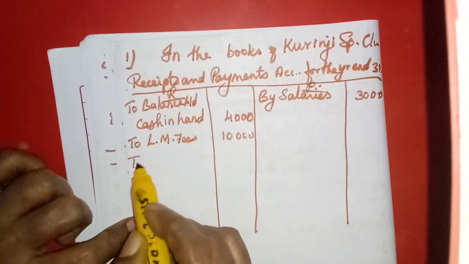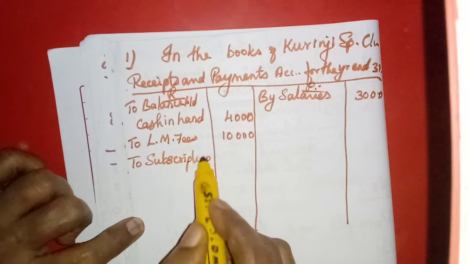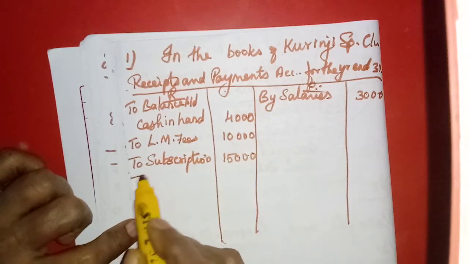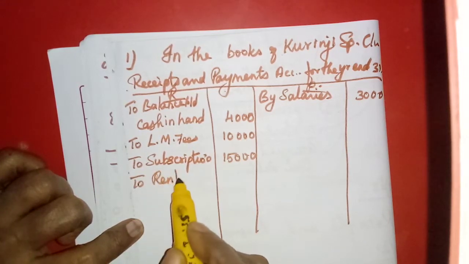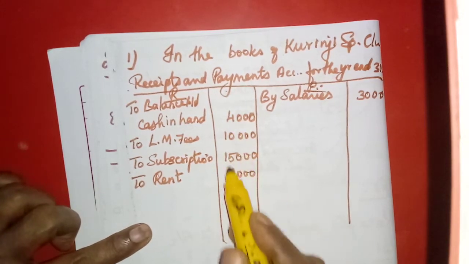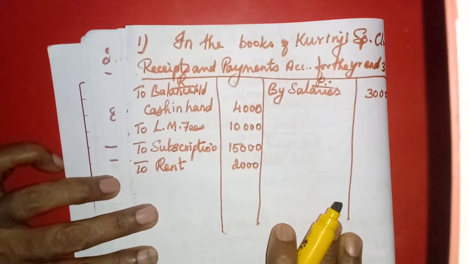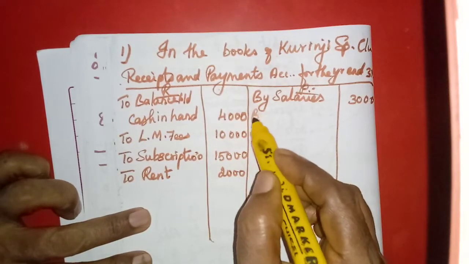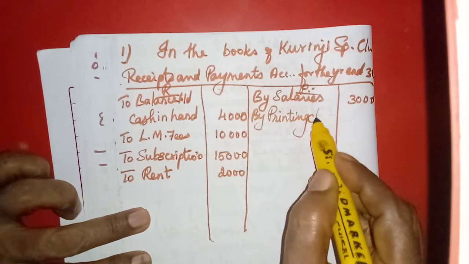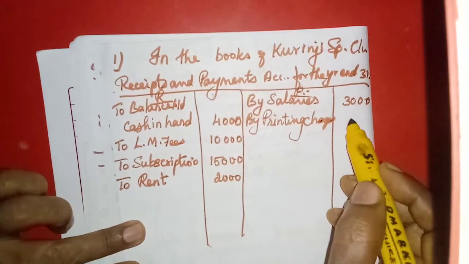Subscription received. So to subscription 15,000. Rent received 2,000. See where I am writing this 2. Okay, 2, 5, 4. It will be easy for you to add. Okay, the other side paid for printing charges. So by printing charges, 2,500.